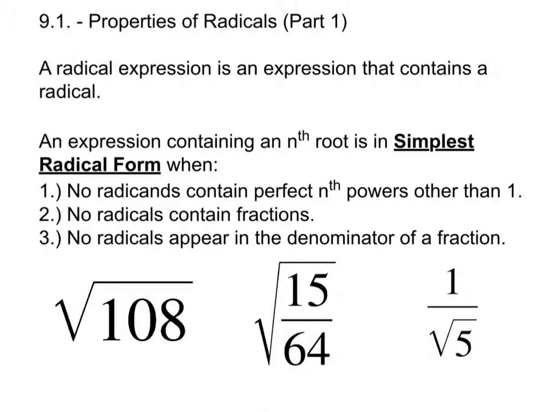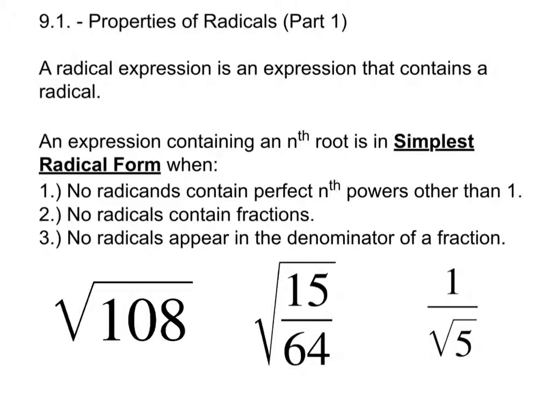Anyways, if we're dealing with any nth root, there are three requirements to have something in simplest radical form. It's in simplest radical form whenever no radicands, which remember are the numbers inside the radicals, contain perfect nth powers other than 1. What that would mean is that if we're talking about square roots, we couldn't have any perfect squares as factors other than 1. If we're talking about a cube root, it couldn't be perfect third powers, etc. No radicals are allowed to contain fractions, and no radicals are allowed to appear in the denominator of the fraction.